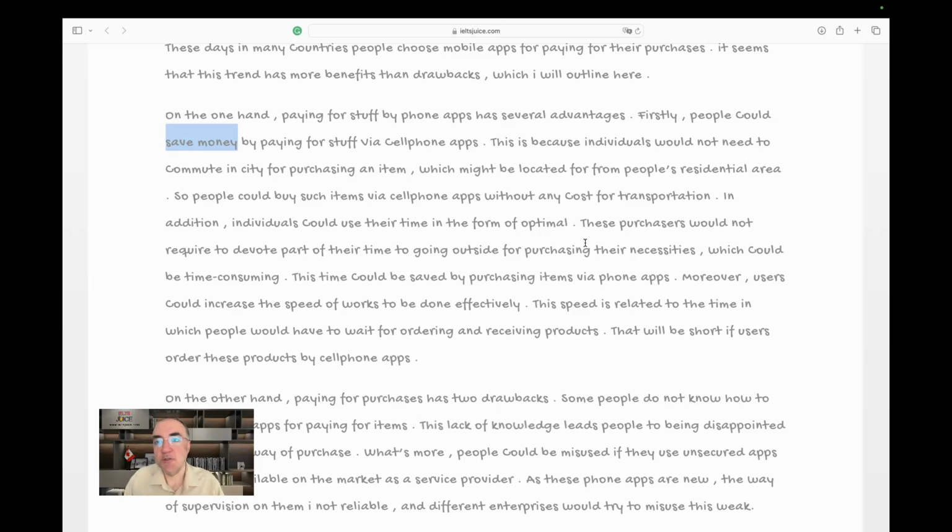These purchasers would not be required to devote part of their time to going outside for purchasing their necessities, which could be time consuming. It doesn't have to be "could" or "would." It is time consuming. This time could be saved by purchasing items via phone apps.